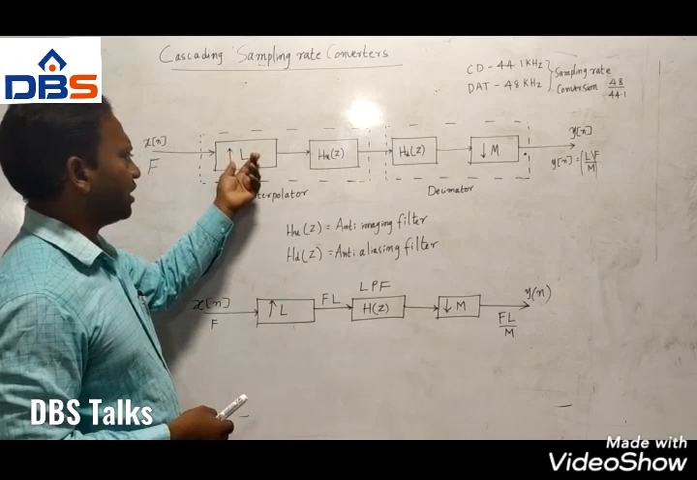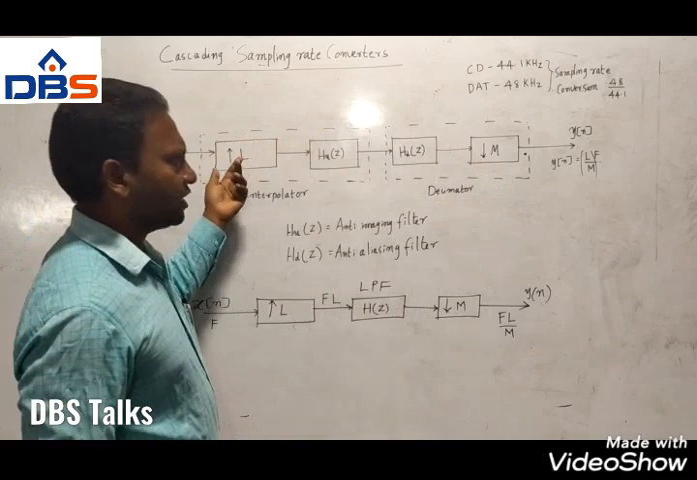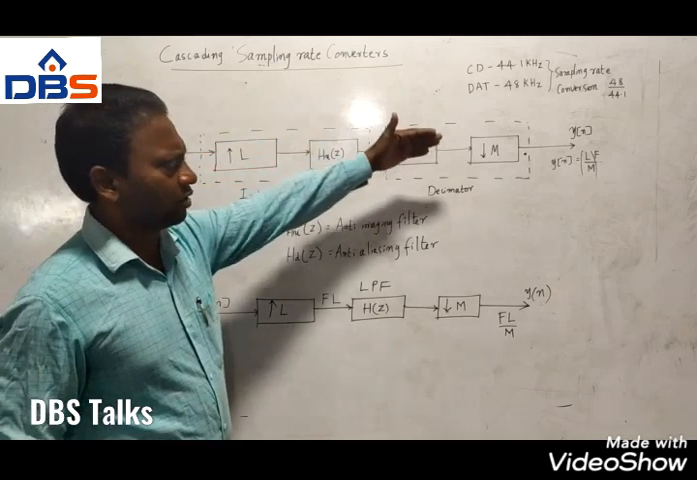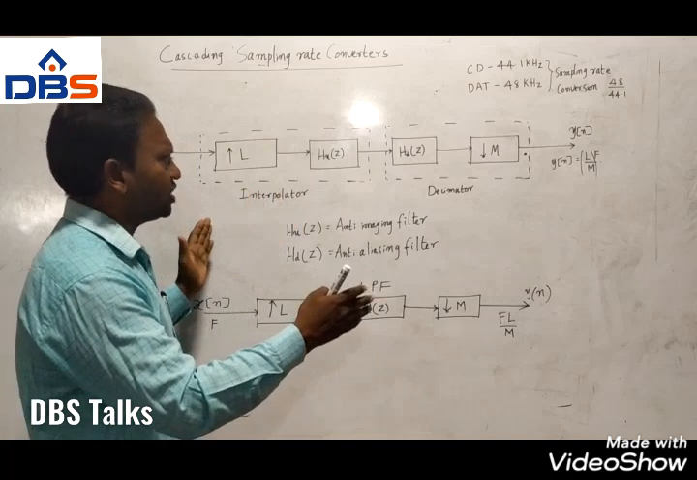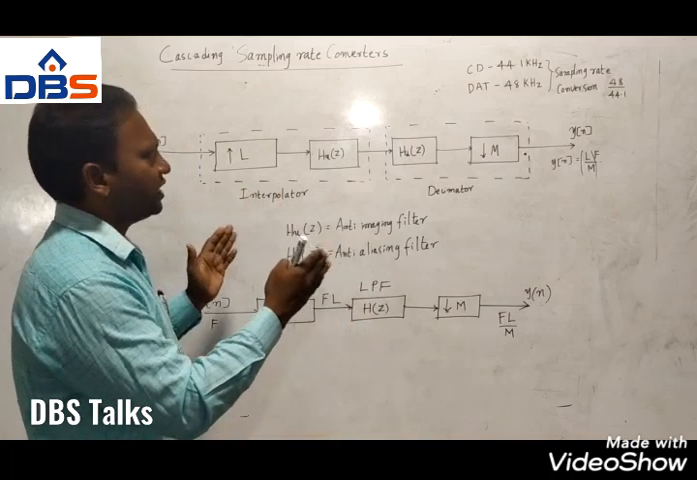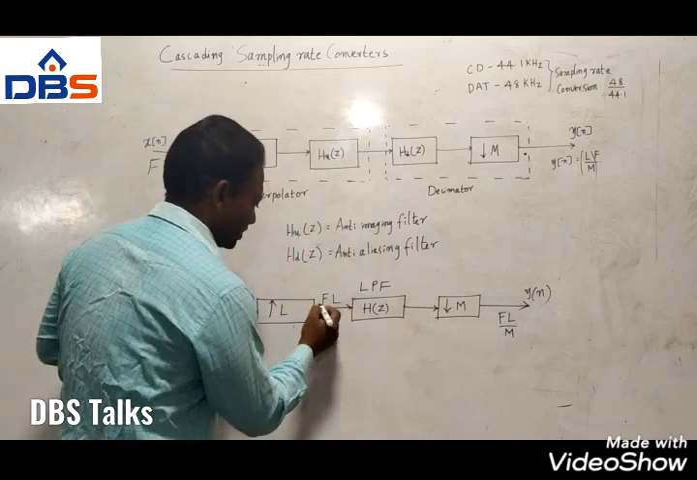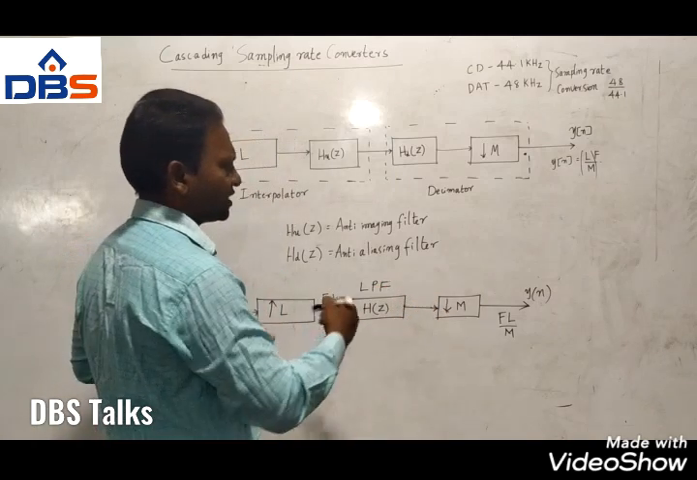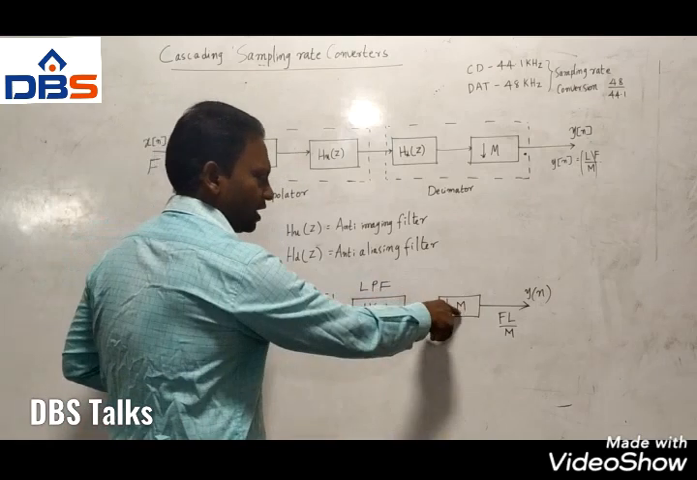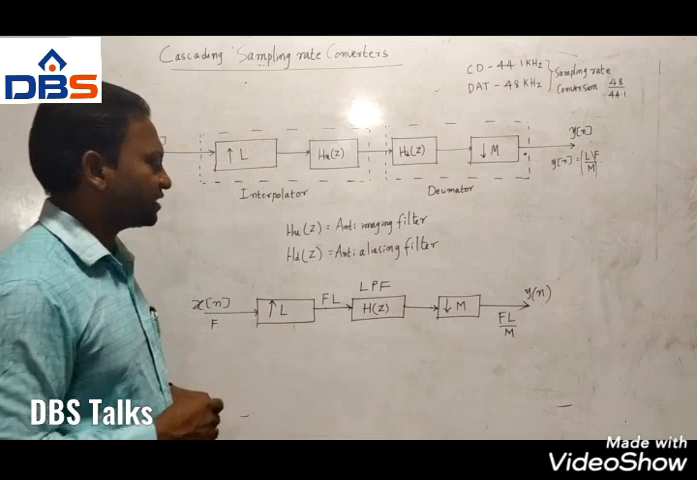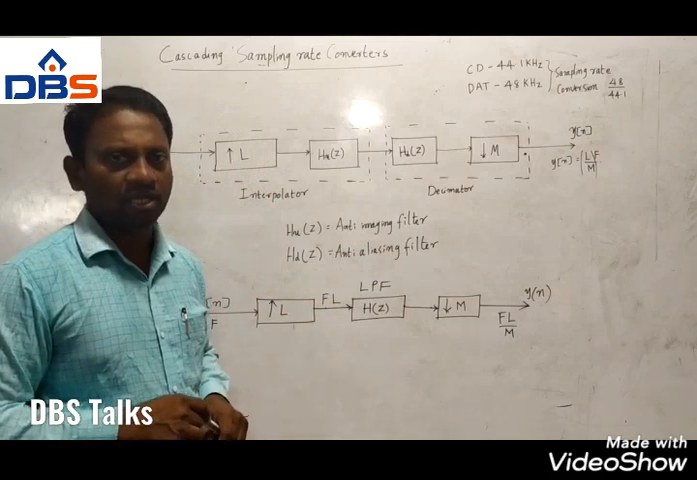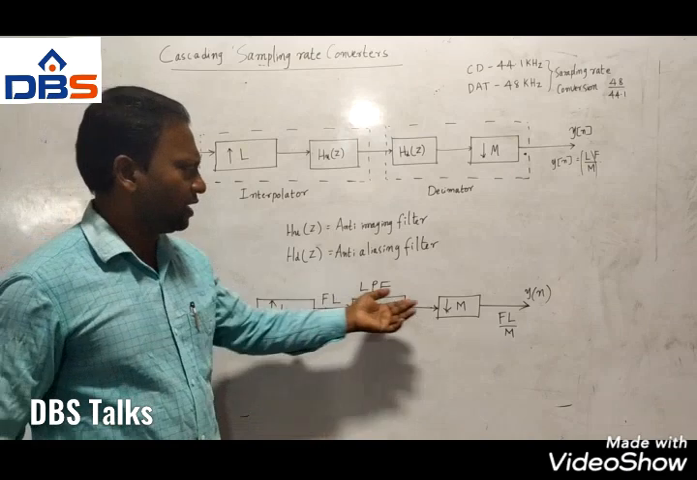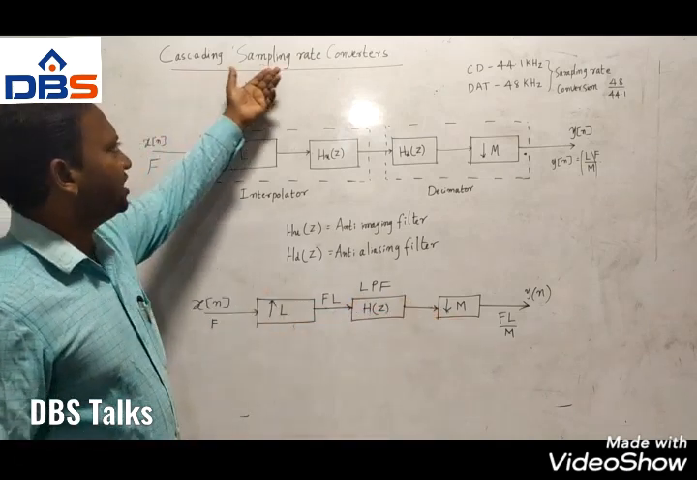So this is one sampling rate converter, and this is another sampling rate converter. This one converts the input sequence X of n by upsampling by L, and that is downsampled by M. So when you combine this, we get a cascading connection. The output of the upsampler is connected as the input for the downsampler. This is the cascading connection: L interpolator followed by M decimator. This connection is called cascading of sampling rate converters. Very simple.